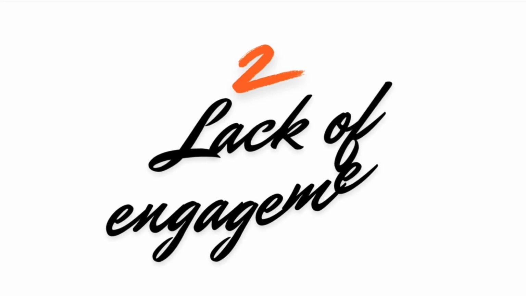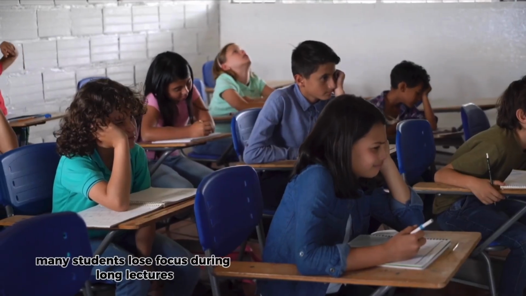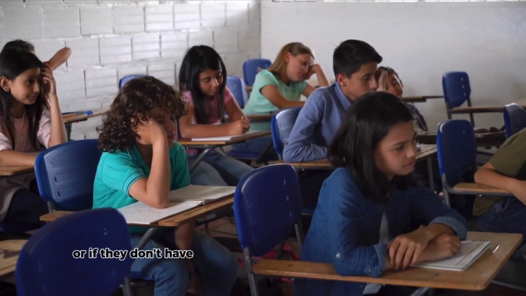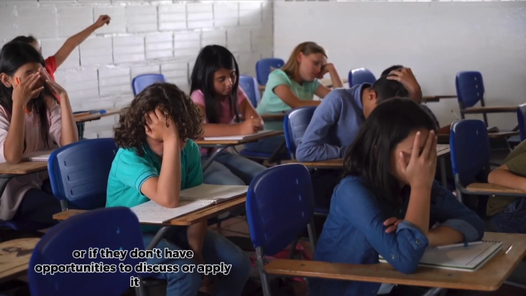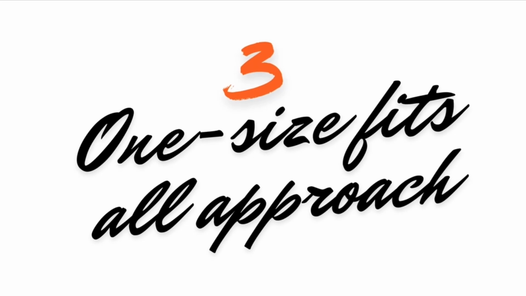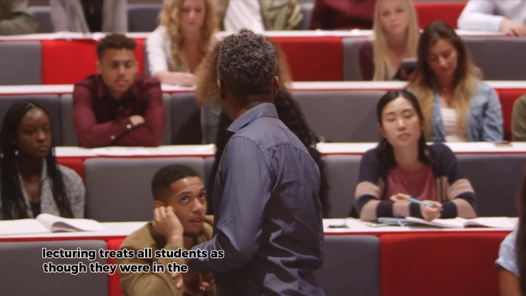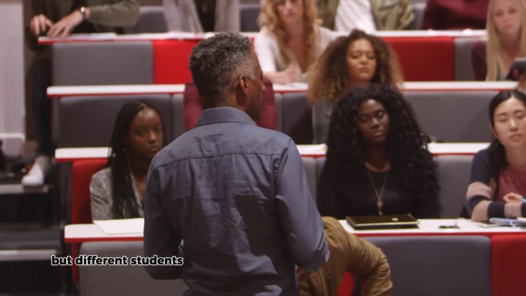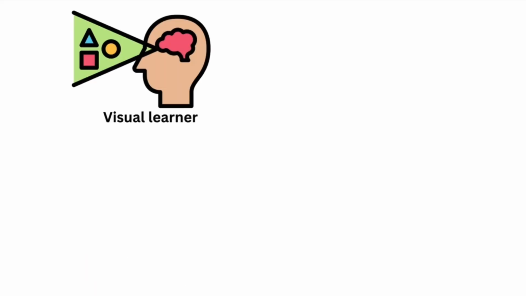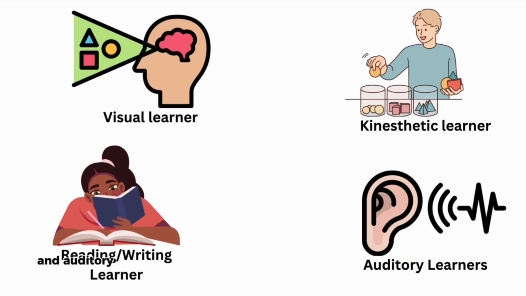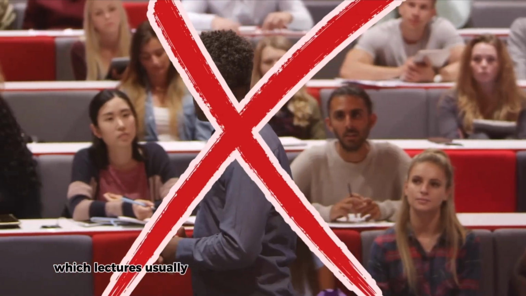2. Lack of engagement. Many students lose focus during long lectures, especially if the content doesn't feel directly relevant or if they don't have opportunities to discuss or apply it. 3. One-size-fits-all approach. Lecturing treats all students as though they learn the same way, but different students have different learning styles. Visual, kinesthetic, reading and writing, and auditory learners all benefit from varied approaches, which lectures usually lack.